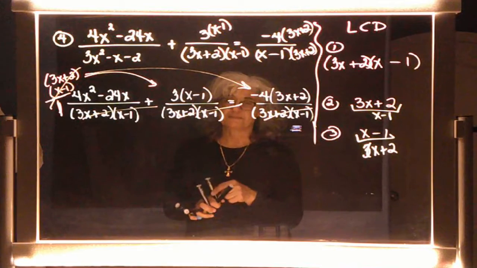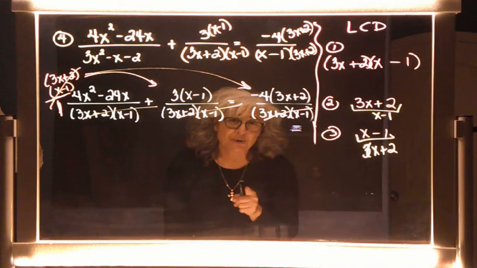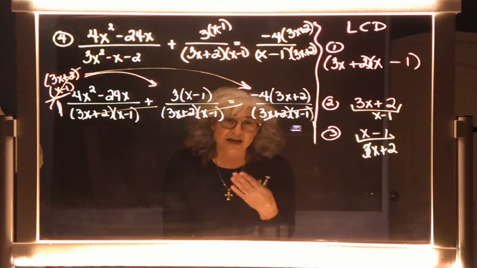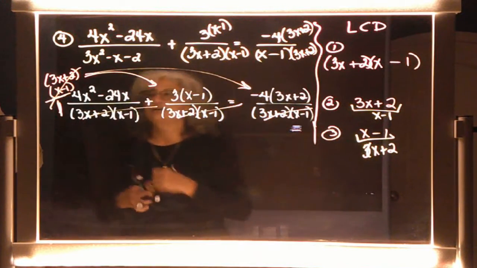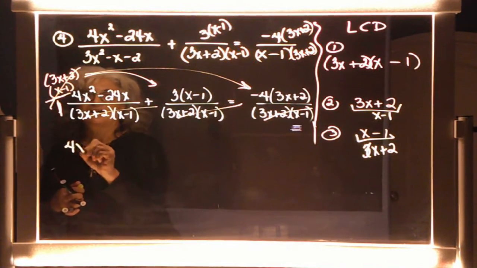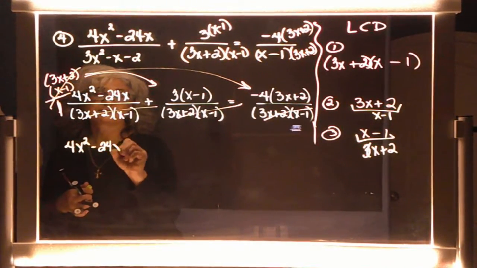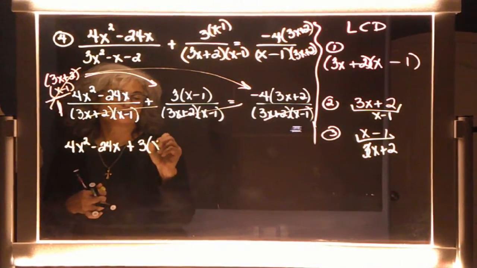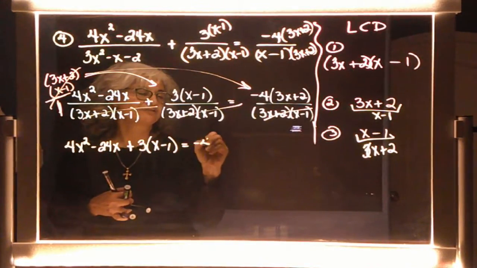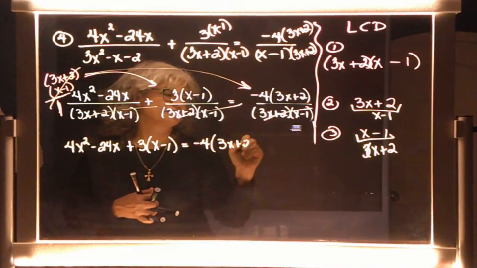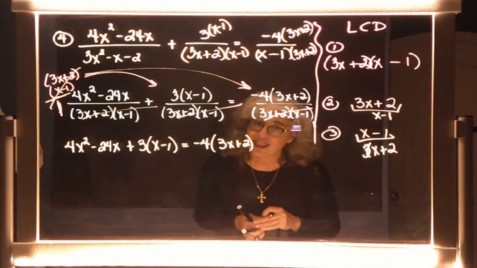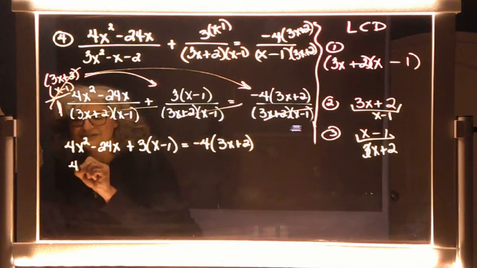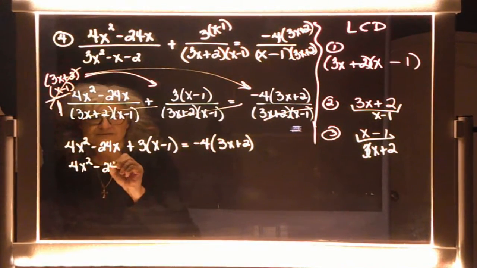Cool. Okay, again, if you've got to pause this problem, go back to the beginning and look at it again. Make certain you do that. Do that for the entire video. Got it? Okay, so what remains? I have 4x squared minus 24x plus 3 times this parenthesis equals negative 4 times this parenthesis. All right, ready to do some more algebra? Let's go. Distribute first, as you well know.